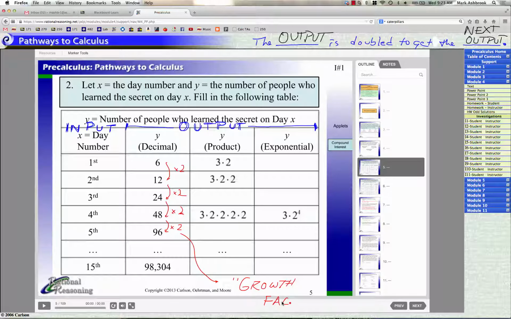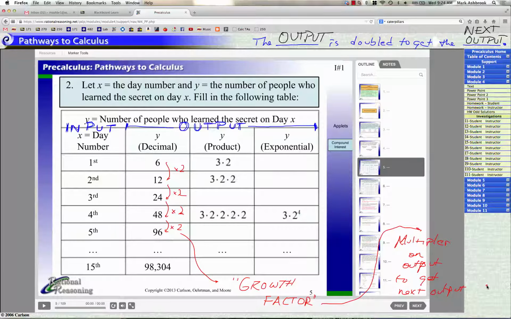For now, growth factor, that's fine. What is a growth factor? It's a multiplier on output to get the next output. The whole module 4 is going to come, almost all of it, back to this every time. So learn it now and don't forget. So it's the multiplier on the output to get the next output. That's the growth factor. In this case, the growth factor is 2.